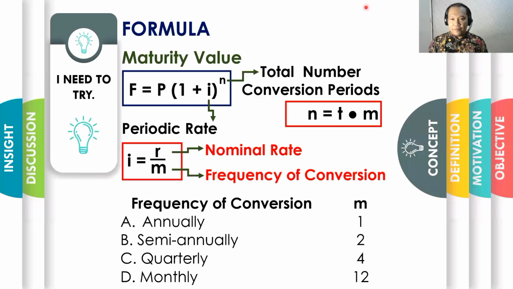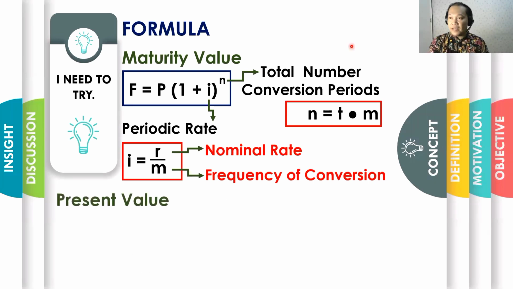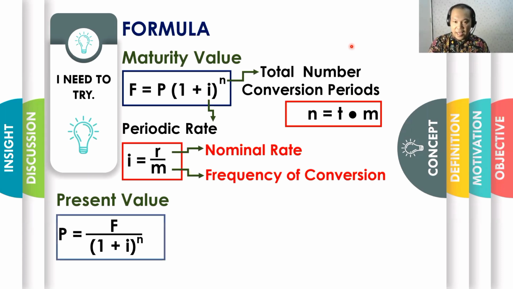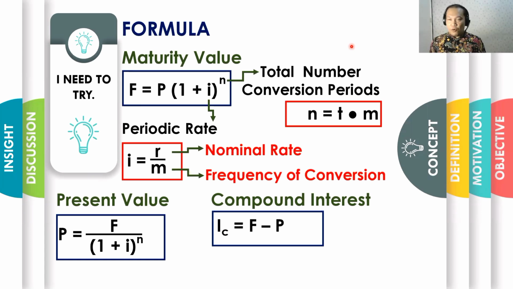Okay? Aside from the maturity value formula, we also have the present value. And if we are looking for the present value, we have P is equal to the maturity value divided by the quantity 1 plus i raised to the power of n. And to find the compound interest, we have our formula, maturity value minus the present value. Okay. Now, with these formulas, we are going to answer the problem of Jose.